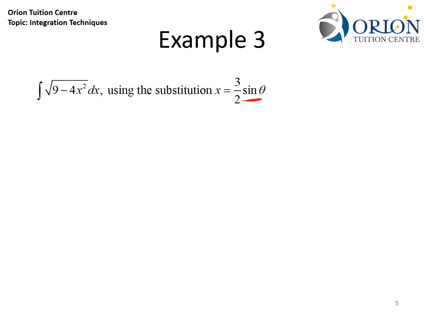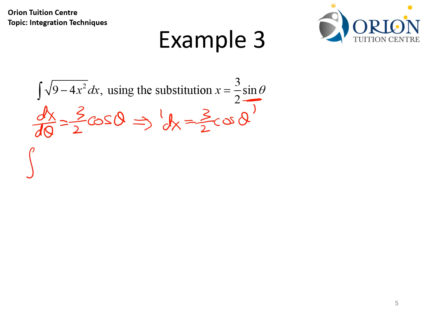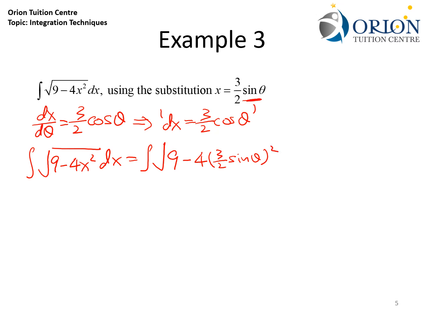So for x equals 3 over 2 sine theta, dx over d theta will be equal to 3 over 2 cos theta. And therefore, you can write it as dx equals 3 over 2 cos theta d theta. And we can now do all the substitutions required. So the integration of square root of 9 minus 4x squared dx will be equal to the integration of square root of 9 minus 4 times (3 over 2 sine theta) squared, times dx, which becomes 3 over 2 cos theta d theta.